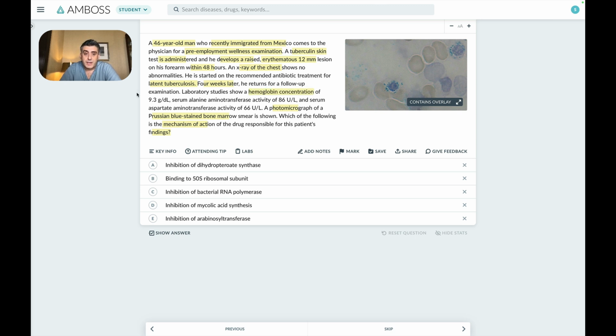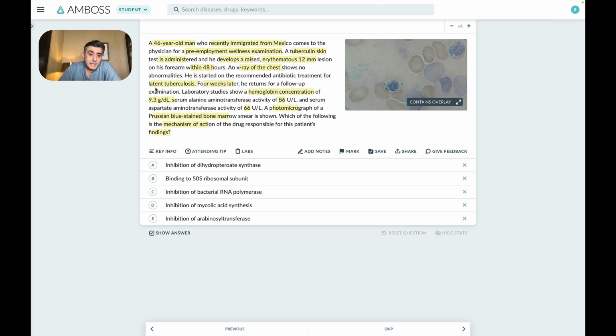Hemoglobin concentration, 9.3, low. Serum alanine activity, 86. Serum aspartate activity, 66. So looking at labs here, when you start answering more questions, you feel more comfortable with the ranges. They're typically 38 to 40. Anything less than 40 is normal. So they're over 40, so I can say these are both elevated. They're not as elevated as thousands per se, but right now it's over 40. So it's high, okay? So we have anemia, 9.3, and we have high liver enzymes.